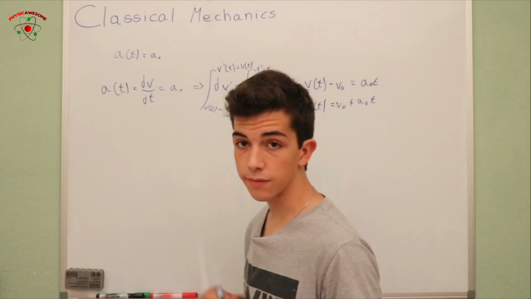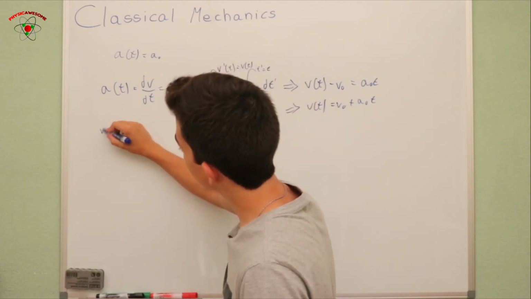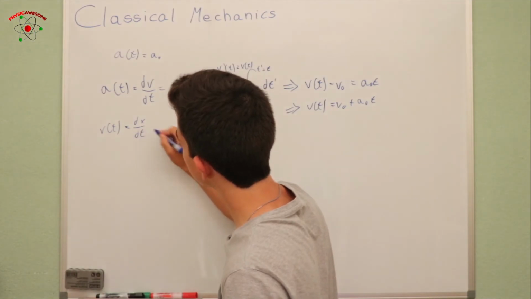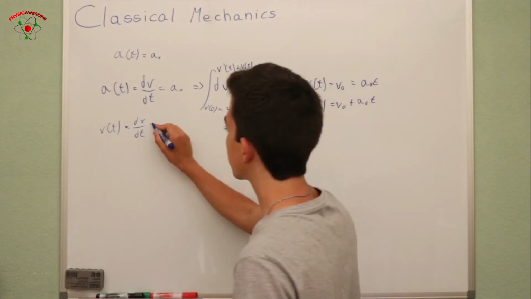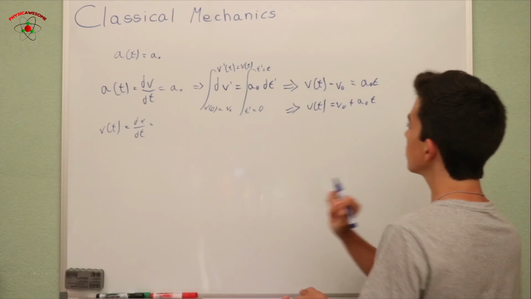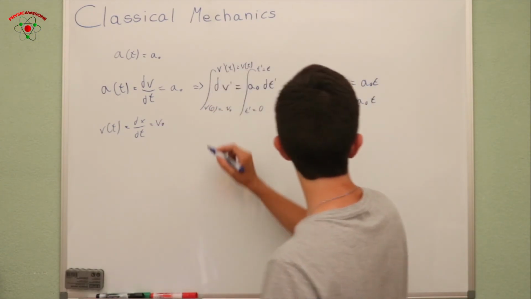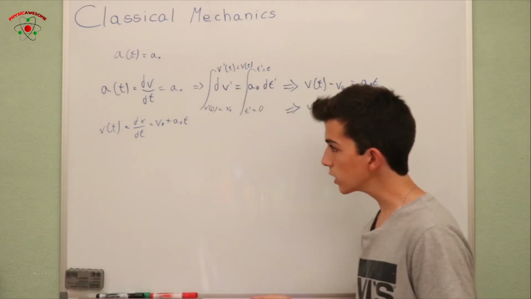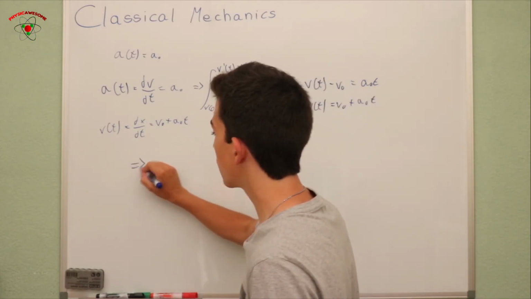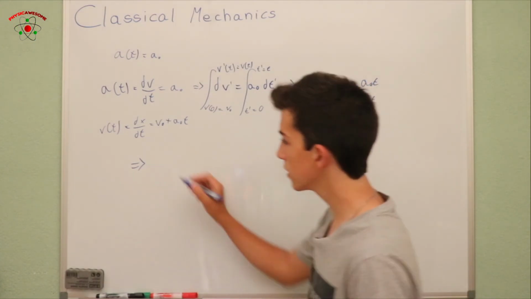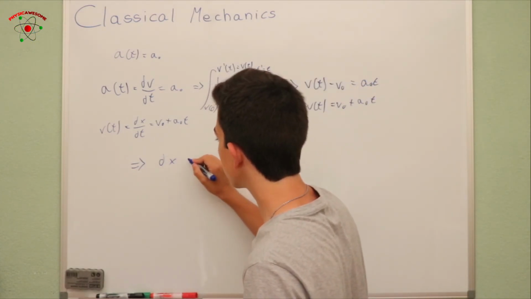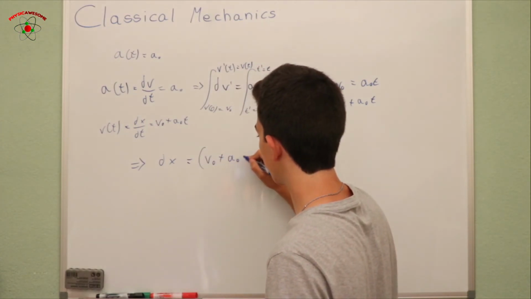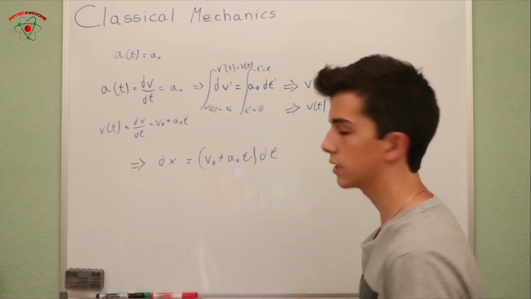Now let's do the same for position. We know that velocity is defined as the change in position over the change in time, dx/dt, and this is going to be equal to all of this expression over here, that is v sub 0 plus a sub 0 t. Once again, we're going to multiply through by dt. We're going to get dx over here, and it's going to be v sub 0 plus a sub 0 times t, times dt.